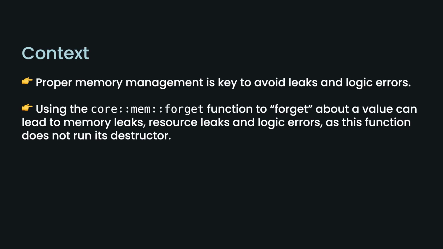Today, we'll explore a detection class known as Avoid Core Mem Forget. In smart contracts, proper memory management is crucial to avoid leaks and logic errors. The Avoid Core Mem Forget issue occurs when the core mem forget function is used to forget about a value without running its destructor. This can lead to memory leaks, resource leaks, and logic errors.